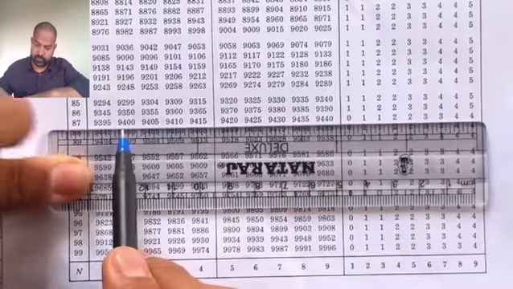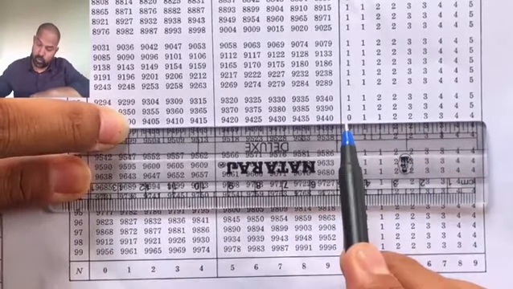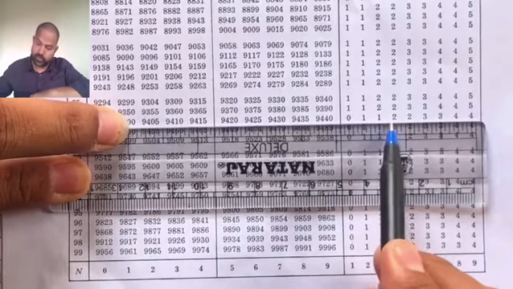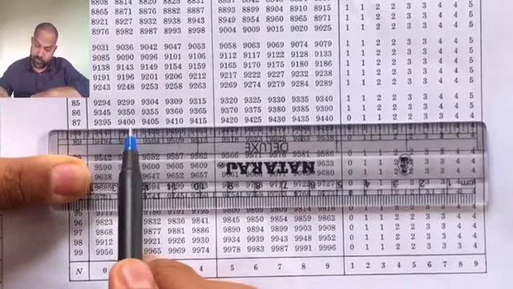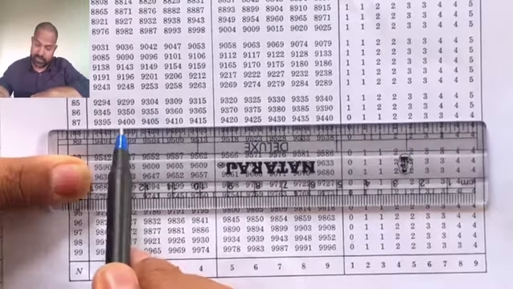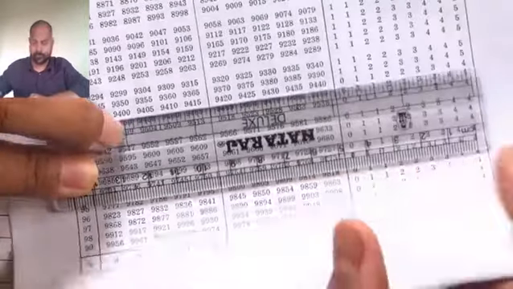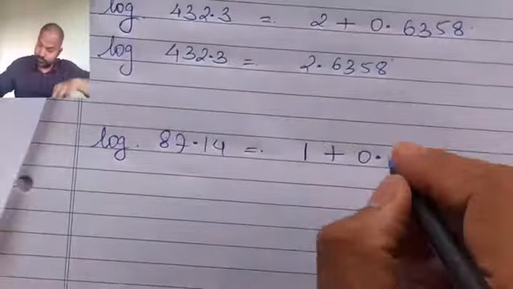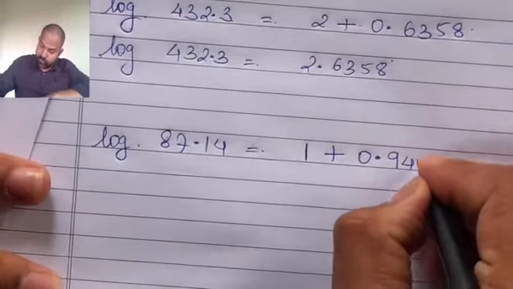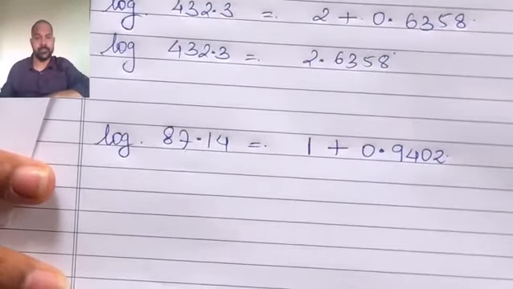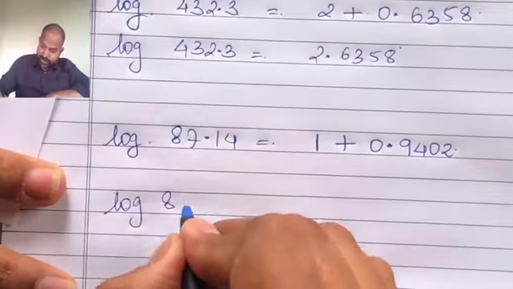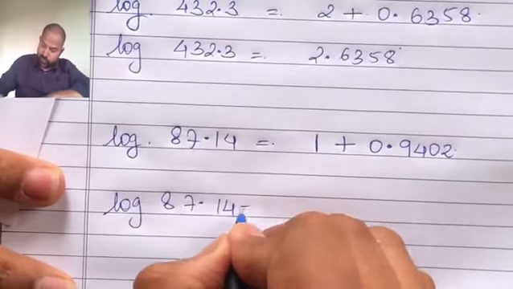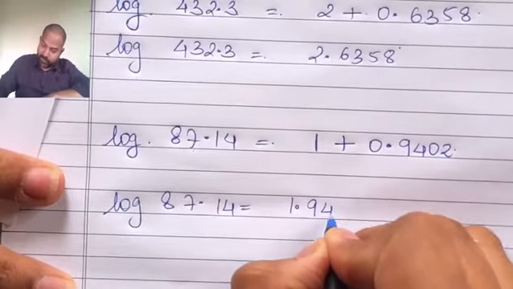So 0, 1. In that, I have to look for 4. 1, 2, 3, 4 is 2. So it is going to be 9400 plus 2, which is 9402. So bring that together, and the log of 87.14 is 1.9402.